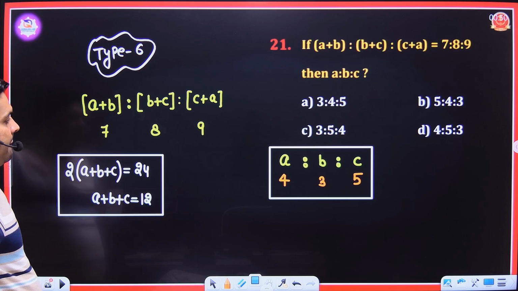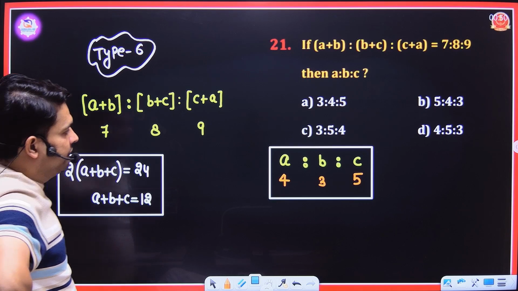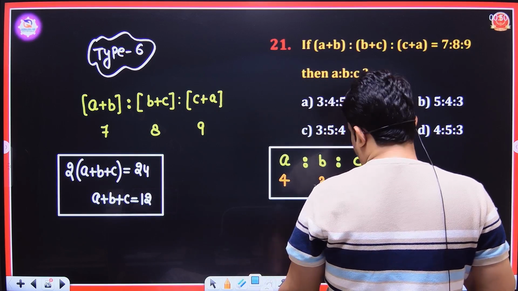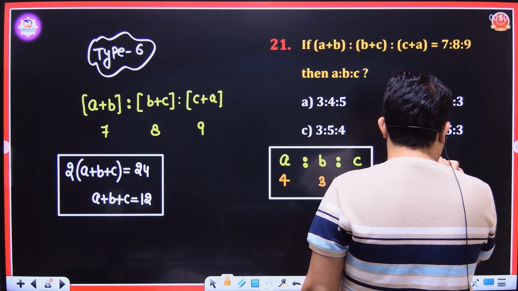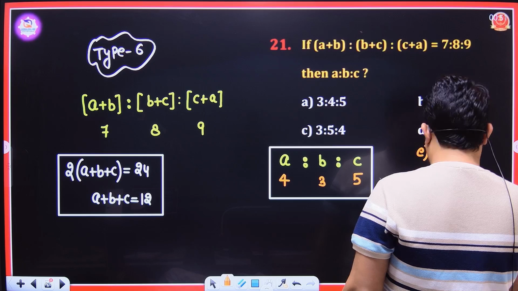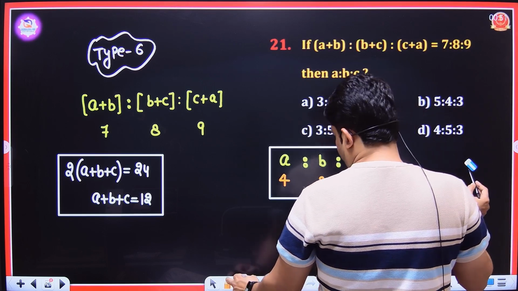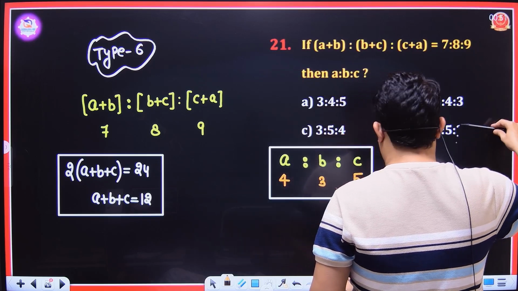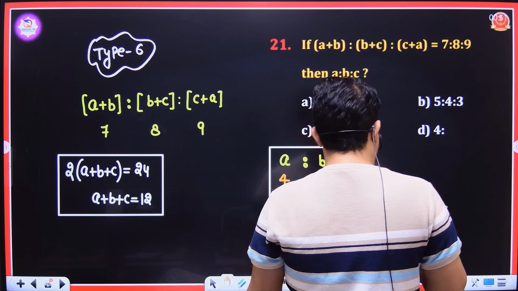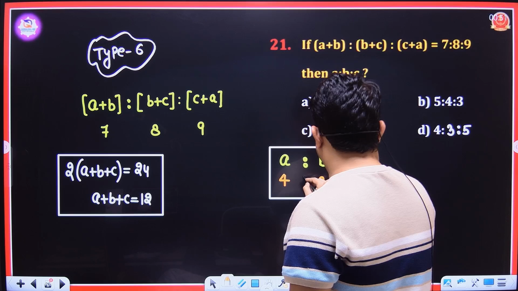4 plus 3 is 7. 5 plus 3 is 8. Absolutely, this one is correct. So 4, 3, 5. We will write another option E. What is 4 ratio 3 ratio 5? It is my answer according to my question. If anyone has any doubt in any of the ratios, he can ask me. We have 435, that is 4 ratio 3 ratio 5.